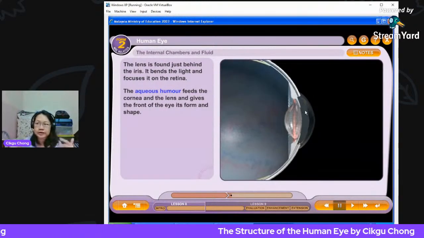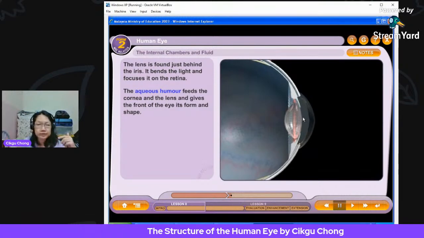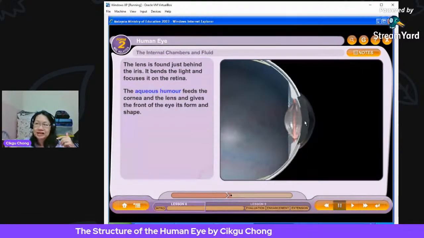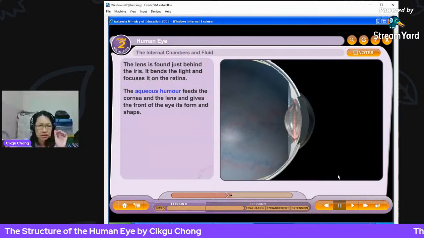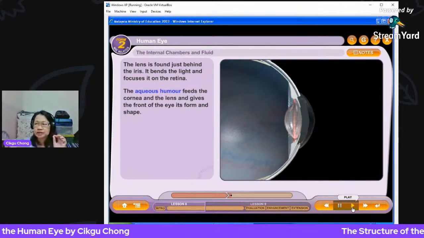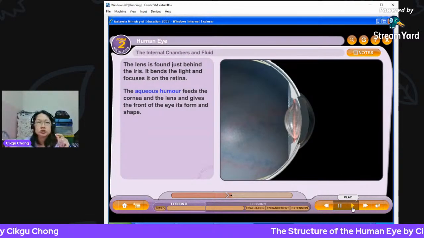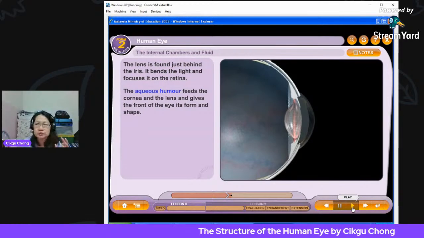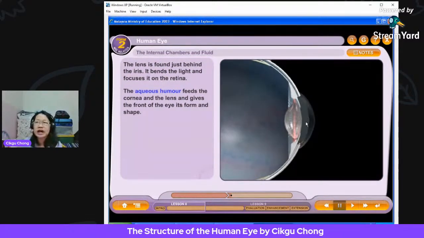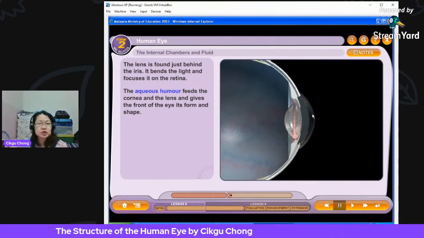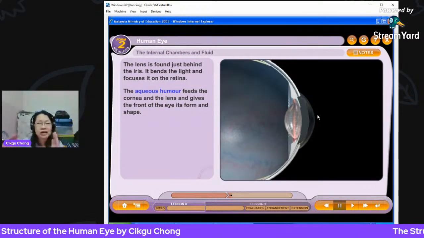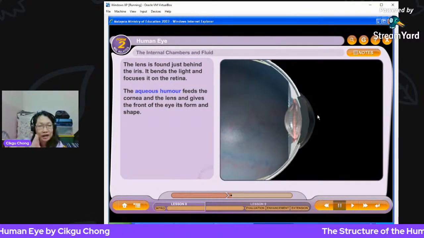Inside here, there is a liquid, right? This part, behind the cornea, there's liquid here. We call it aqueous humor. It is a little bit not so thick, all right? This is called aqueous humor. What is the function? It helps to fill the space so that this part won't collapse, because you have liquid there to fill the space.